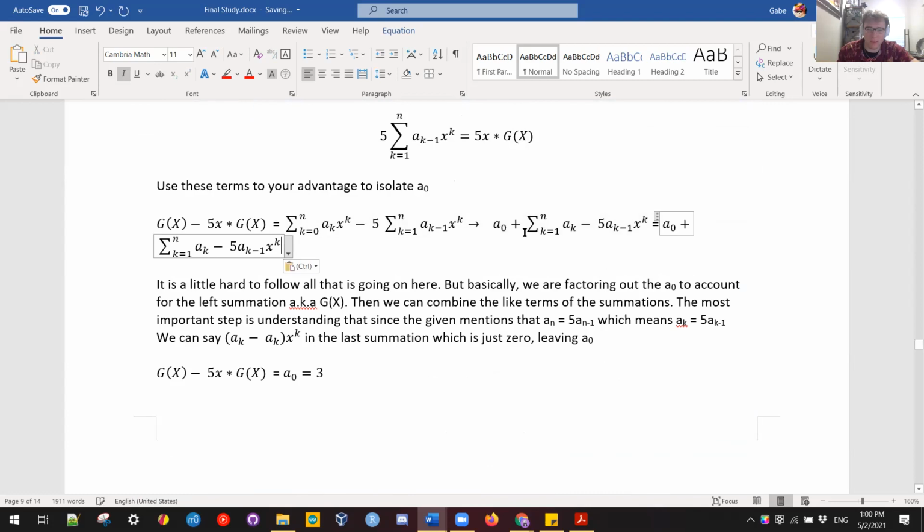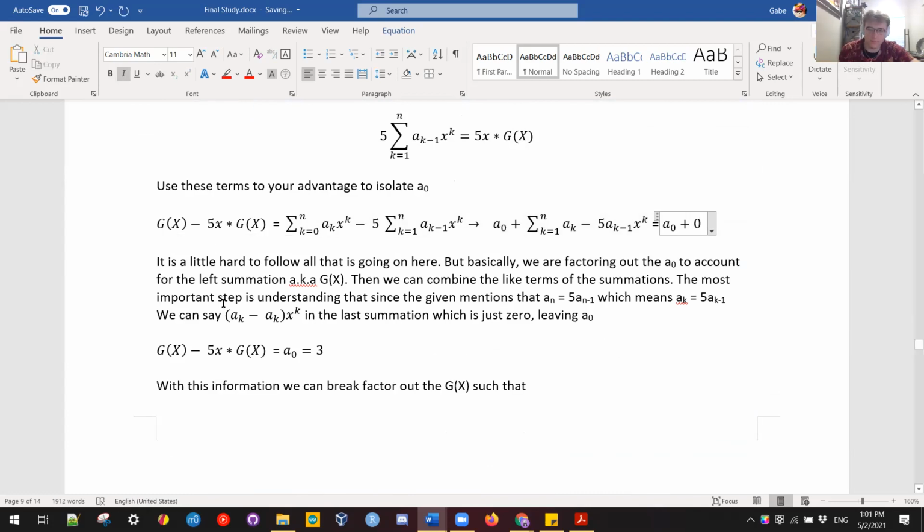Am I making that kind of sound weird? Let me know if I'm... No, I think you're right with that. Yeah, I think that makes sense. And so that's going to be 0, right? And so this is a0, and so that's why it equals that. And then that equals 3, like we said.